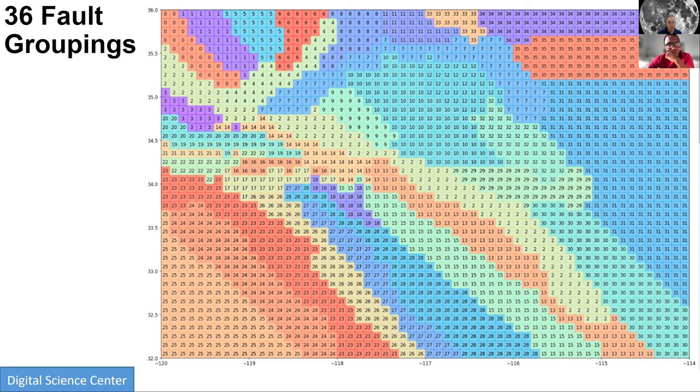We classified every earthquake by which of these regions it lay in, and we use that as a static variable which defines the data. So a given earthquake would have a time, and a space, which is specified by which bin it lives in, and it would also have a fault number.